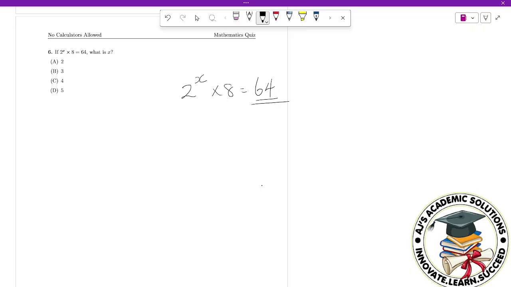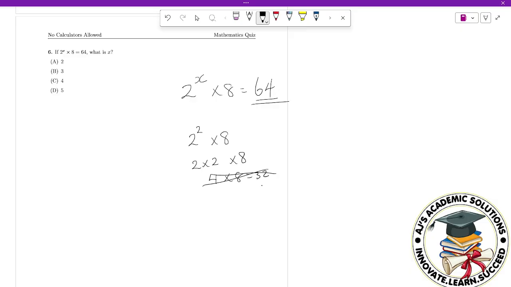So let's look at 2 squared times 8. 2 squared means 2 times 2, which is then times 8. 2 times 2 is 4, times 8, which is 32. Therefore, this answer is out.